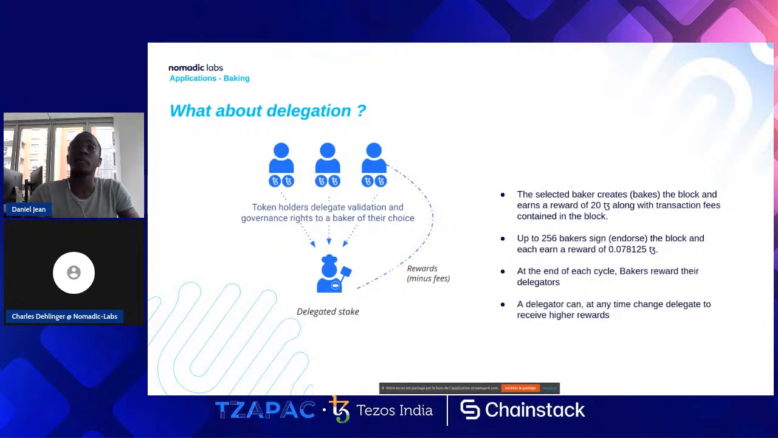Up to 256 bakers endorse the blocks. Each endorsing slot earns 0.078 Tez. At the end of each cycle, bakers reward their delegators for delegating their coins, and a delegator, so a Tezos token holder, at any time can change delegates to receive higher rewards. I mean, if I am a token holder and I delegate to a baker who charges 15% fees, I will receive lower rewards than if I delegate to a baker who charges 5% fees.